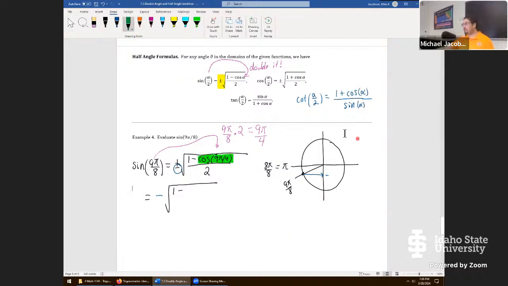Anyone happen to know where 9 pi over 4 would terminate on the unit circle? Which quadrant? Start drawing these just to make sure we can find it. If you're not sure, it would be quadrant 1. Good call, absolutely. So 9 pi over 4 would be right here.